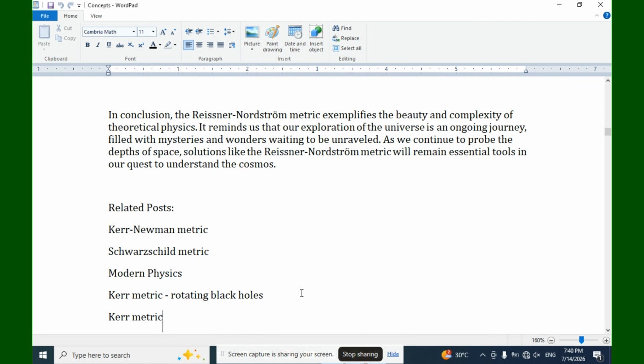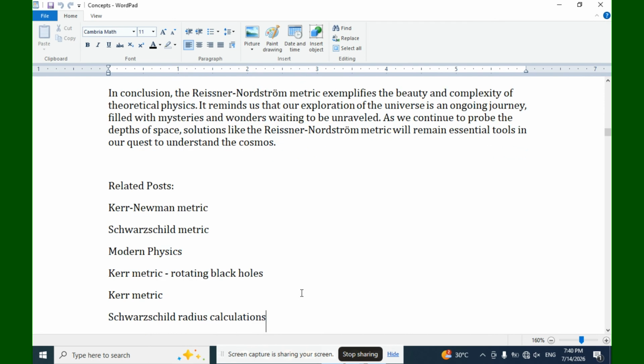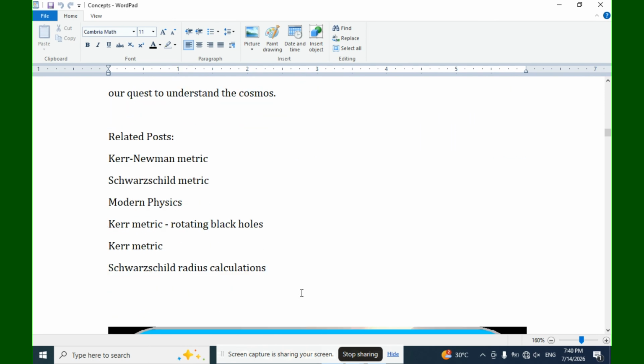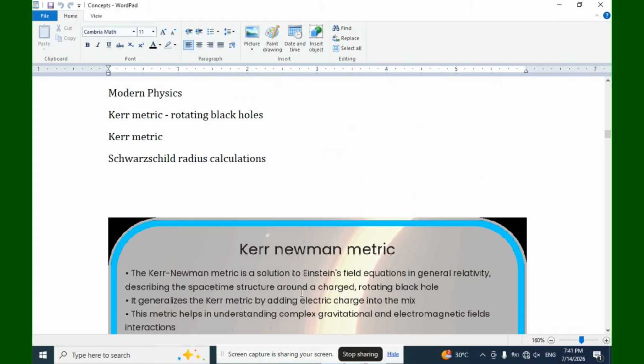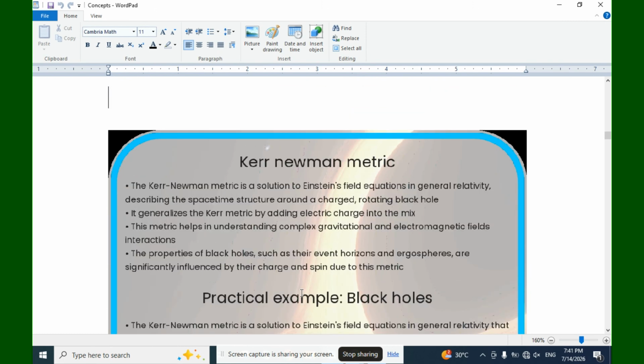The related concepts can be the Kerr-Newman metric, Schwarzschild metric, modern physics, Kerr metric, rotating black holes, and also the Schwarzschild radius calculations. The Kerr-Newman metric.